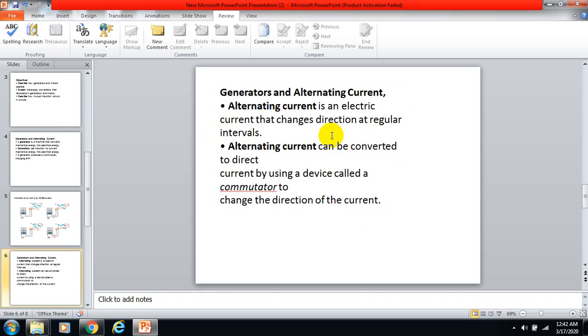Look at, is an electric current. Alternating current is an electric current that changes direction at regular intervals. Regular interval means what? Like continuous, in a continuous manner. If you are going to give them a span of time, it will change its direction. Understand? Remember, alternating current forms like a sine theta.